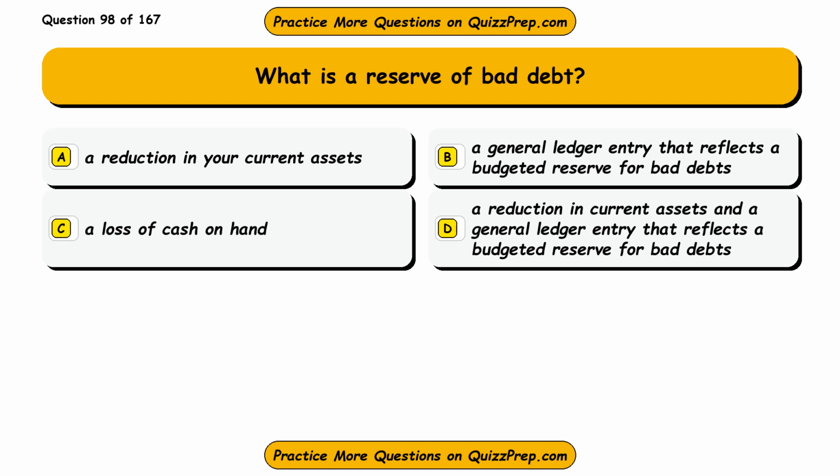Option A, a reduction in your current assets. Option B, a general ledger entry that reflects a budgeted reserve for bad debts. Option C, a loss of cash on hand.